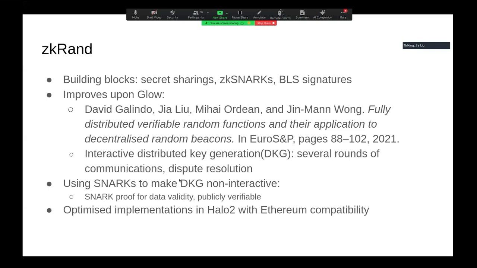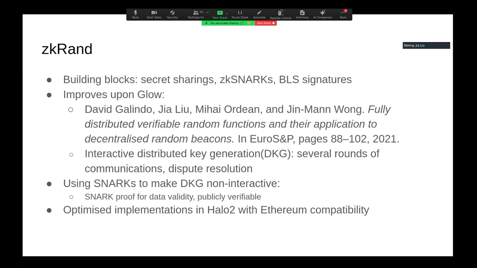So in zkRand, we use SNARKs to make this DKG process non-interactive. Non-interactive means each participant only generates and sends one message independently without using other participants' outputs. The validity of the data is guaranteed using the SNARK proof. Everyone can verify the SNARK proof. It's publicly verifiable. If the proof is invalid, we just throw away the data. We don't need any dispute resolution process.